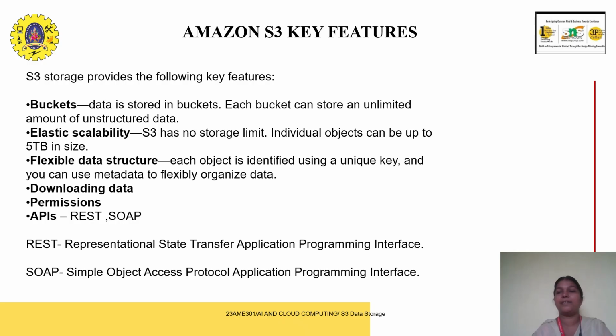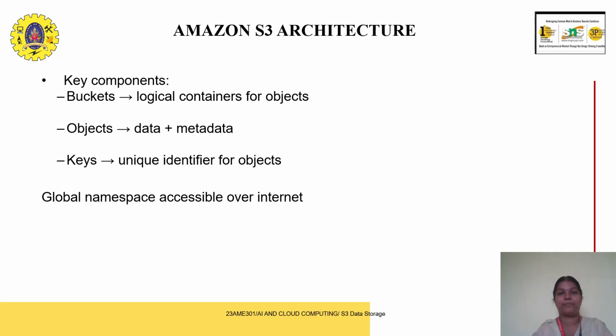Downloading the data: we can share and download the data within or outside the organization. Permissions: permissions are used for accessing the data, providing security. API: application programming interfaces like REST and SOAP are used. REST is Representational State Transfer Application Programming Interface. SOAP is Simple Object Access Protocol Application Programming Interface.